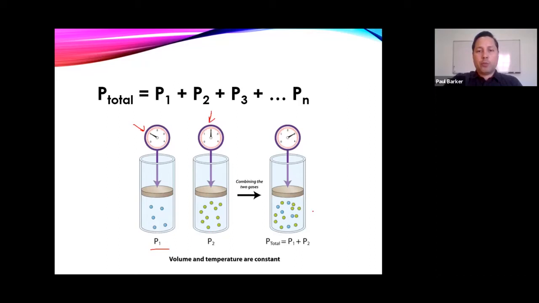And if you were to put them into a container of the same size and at the same temperature, to get the total pressure, you just add up the pressure of the first gas plus the pressure of the second gas. In the formula you see P1 plus P2 plus P3 plus Pn. That just signifies that you can have many, many gases. So all you have to do is add them together. Now let's take a look at some problems for Dalton's Law.